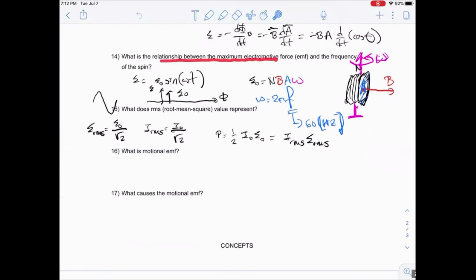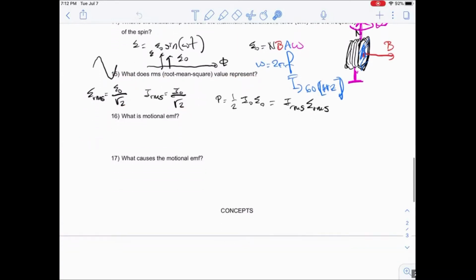So the relationship between the maximum electromotive force, which is known as the amplitude, and the frequency is a direct one. There's the frequency. There's the maximum electromotive force. So the faster you spin this thing, the larger the electromotive force is going to be. Higher the frequency, higher the angular speed, higher the electromotive force is. All right, RMS value represents what? It represents non-zero averages.